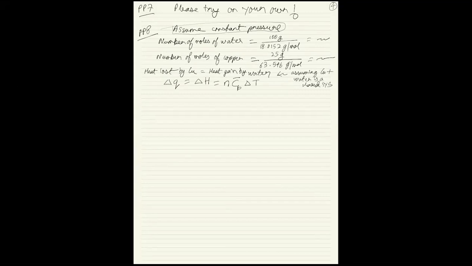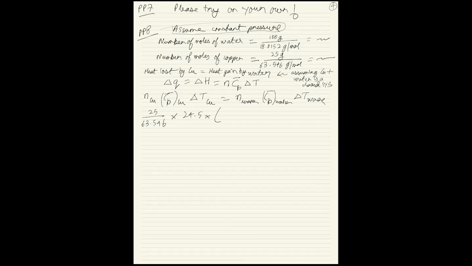This is the change in enthalpy, and this is something we have to calculate for copper. So N_Cu times Cp bar for Cu multiplied by delta T for Cu is equal to N water multiplied by Cp bar for water multiplied by delta T for water. N_Cu we just wrote as 25 divided by 63.546, multiplied by the molar heat capacity of copper, that is 24.5, delta T_Cu.